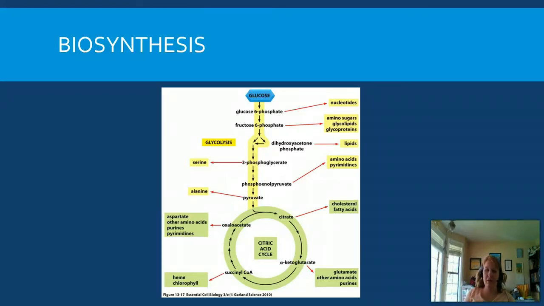Anywhere that this step would happen, or where these steps could be stopped, the body could redirect these molecules into biosynthesis. So it's important to understand that just because we usually talk about it breaking down and harvesting of energy, if there's a big need for, say, alanine, the body can redirect this process, and these cells will then produce alanine so that the cell has that amino acid present.